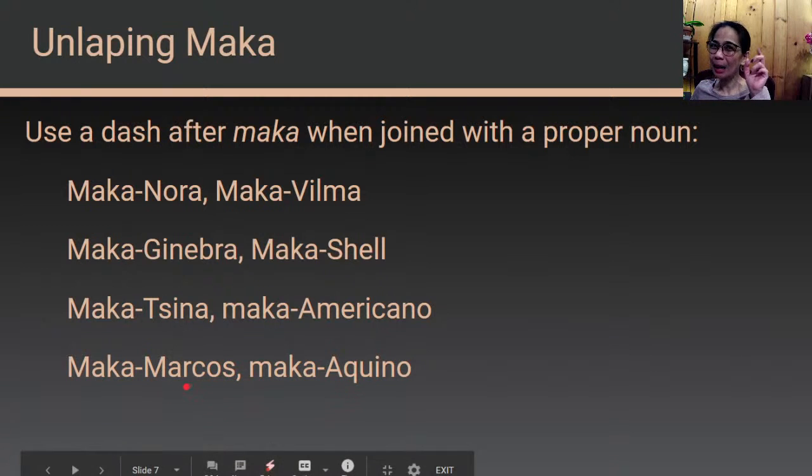Maka-Marcos, if you are a fan of Ferdinand Marcos politics. Maka-Aquino, if you are a fan of Aquino politics. Good. Please give me more examples other than that. Submit your examples of Maka plus root word.